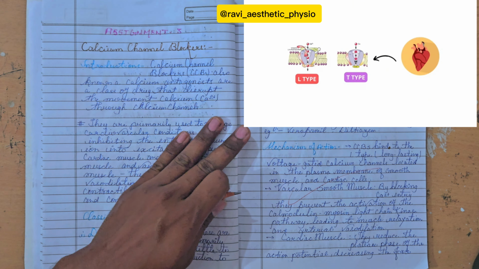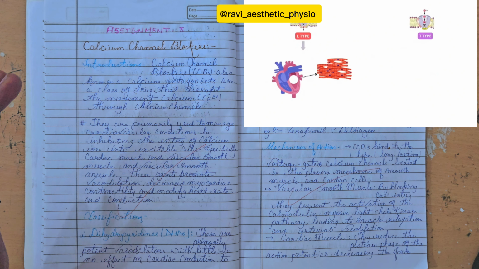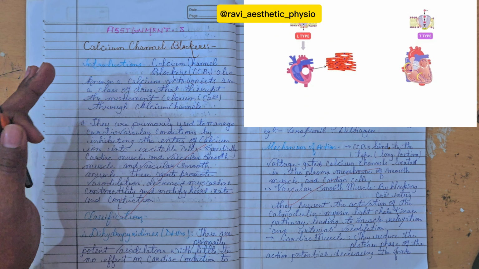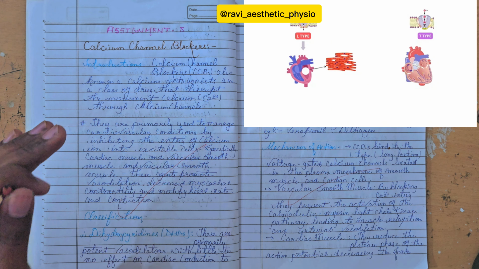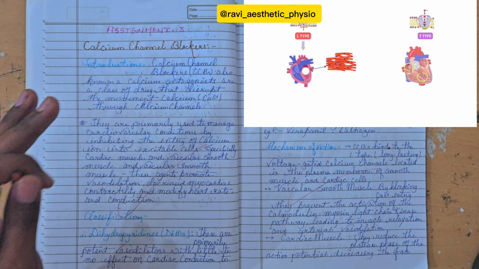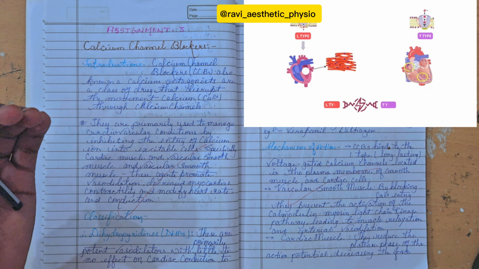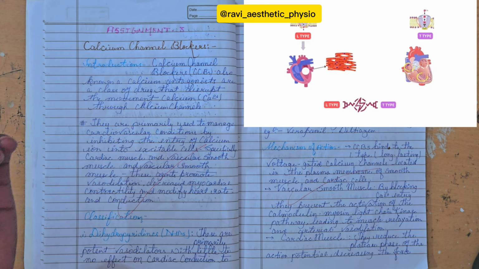So the calcium channel blockers, also known as calcium antagonists, are a class of drugs that disrupt the movement of calcium through the calcium channel. It means they bind to the calcium channel on the outer side of the cell, and the entry of calcium into the cell will be blocked, so it does not enter.